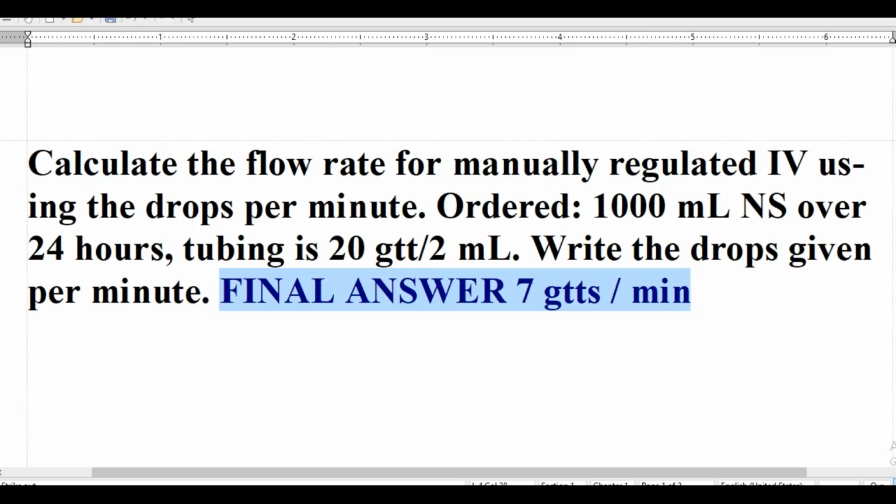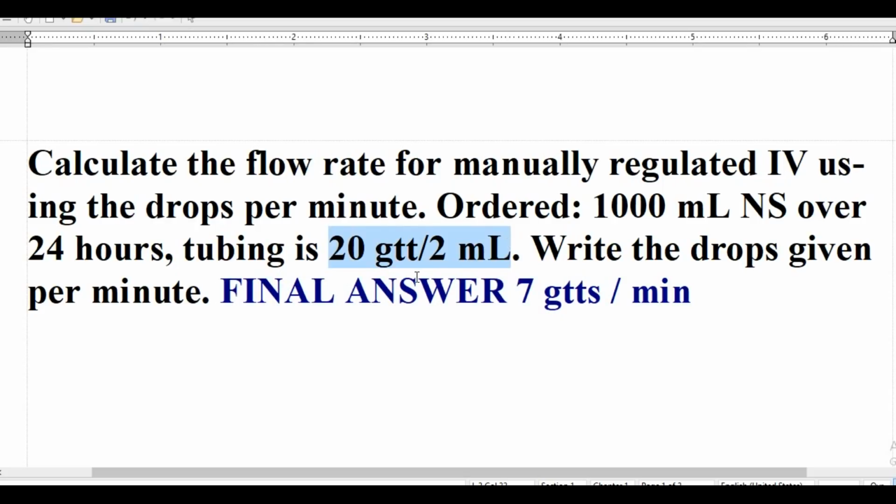Calculate the flow rate for a manually regulated IV using the drops per minute. Ordered 1,000 ml normal saline over 24 hours. The tubing is 20 drops per 2 milliliters. Write the drops given per minute. Now in real life, the tubing is never going to be 20 drops for 2 milliliters. It's never going to be 2 milliliters. It's always going to be either 10 drops per milliliter, 15 drops per milliliter, or 20 drops per milliliter, not 2 milliliters. I wrote 2 milliliters here to prove a point to you.